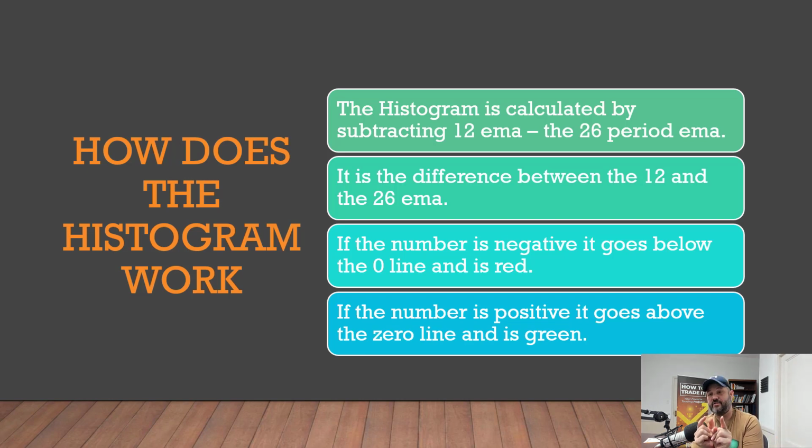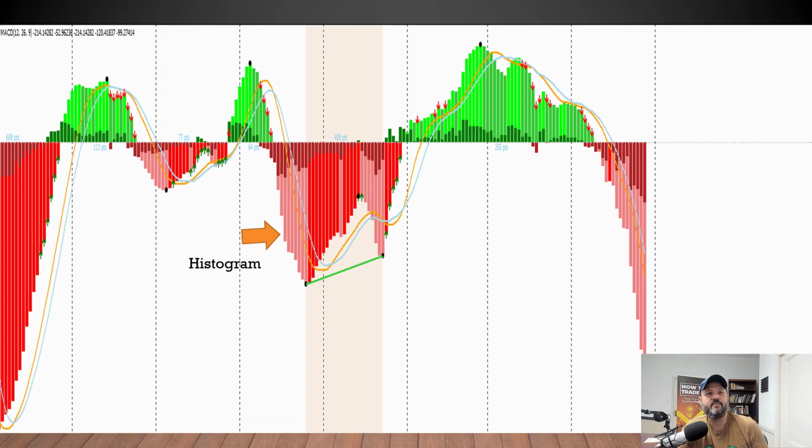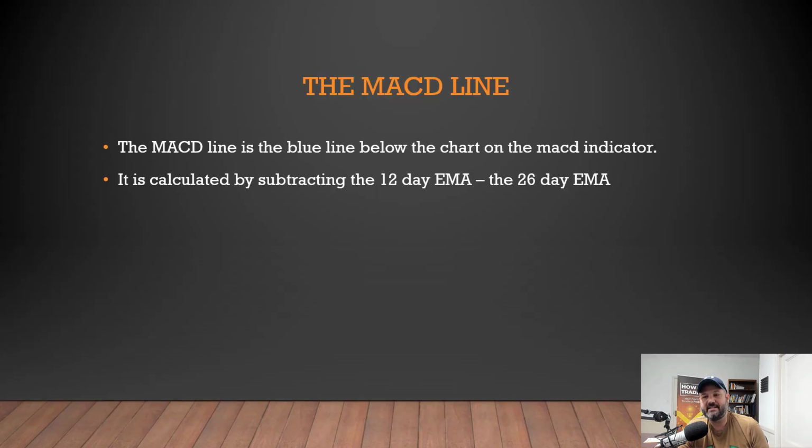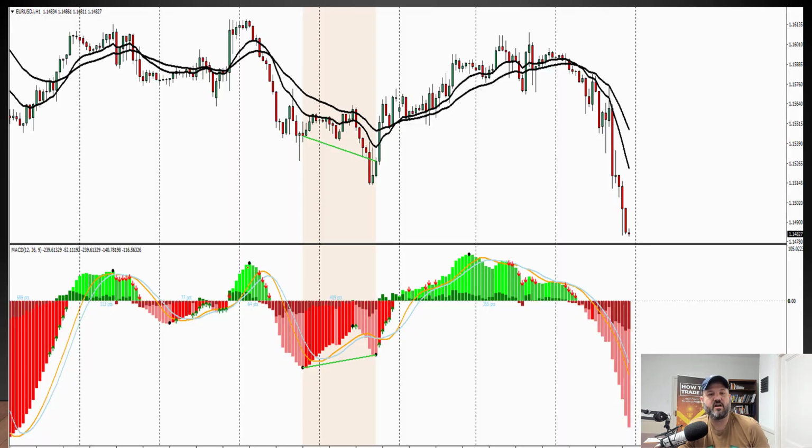So they take the difference, which is the part in the middle, and then they visualize that on the histogram. And if the number is negative, it goes below the zero line and is red. If the number is positive, it goes above the zero line and it's green. And so here we have it again. We got the histogram, and that's calculated with the moving averages. Okay, there they all are. You see them there.